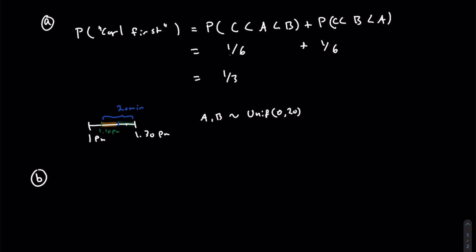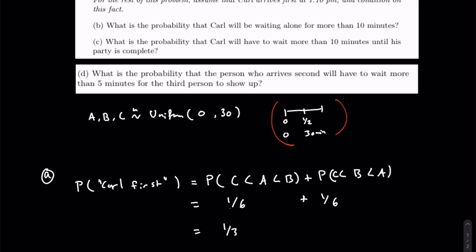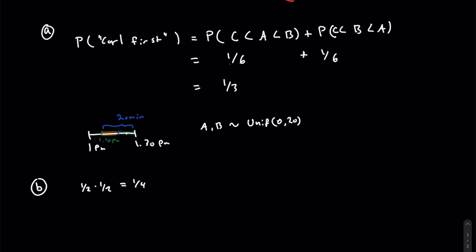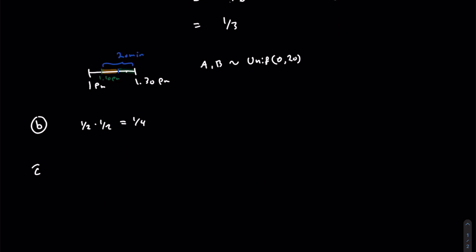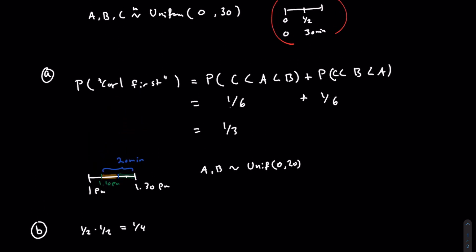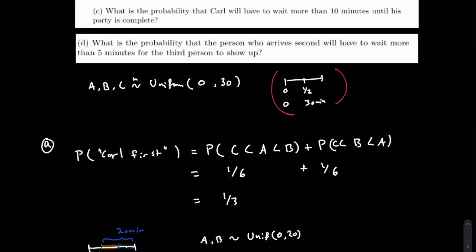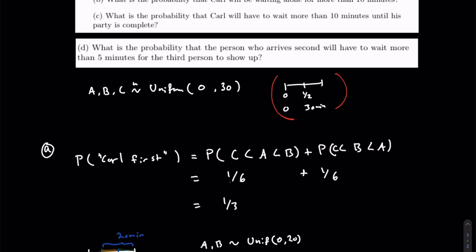And because of independence between A and B, we can take and multiply them, and that gives us that the probability that Carl having to wait alone for more than 10 minutes is 1/4. And so we're relying on the naive definition of probability again. Naive meaning that everything is equally likely, all of those events and combinations.